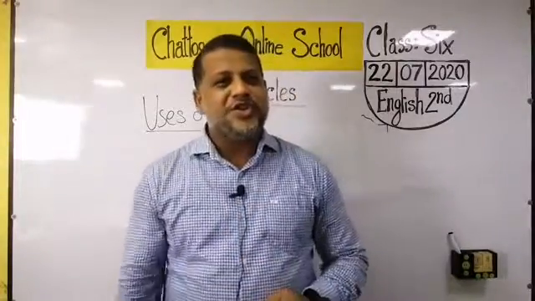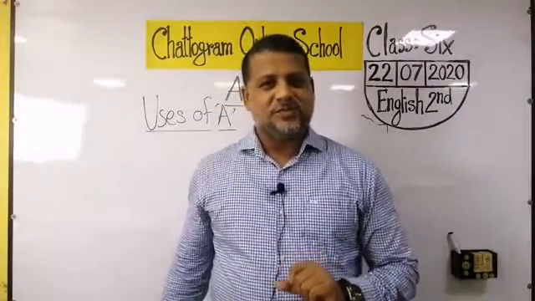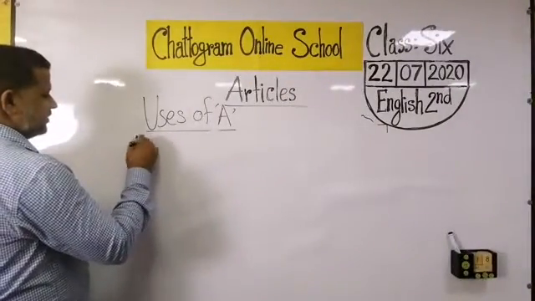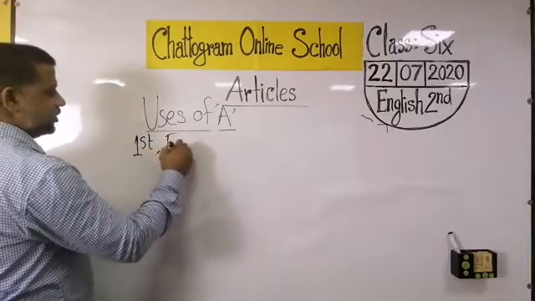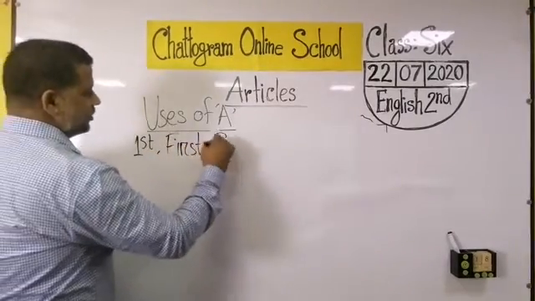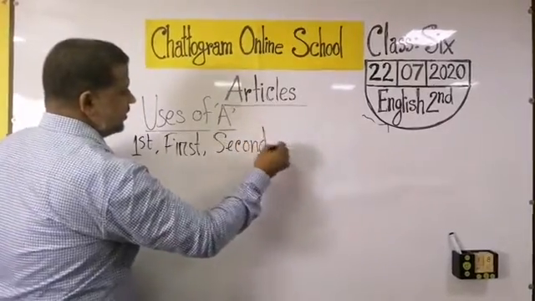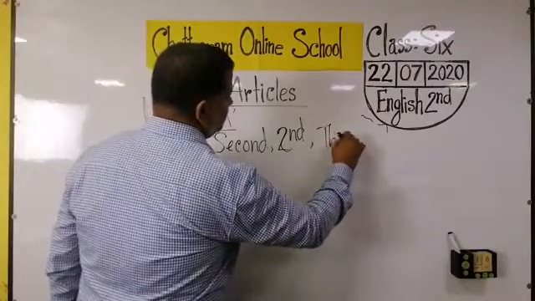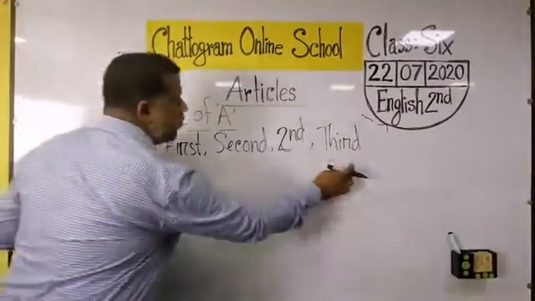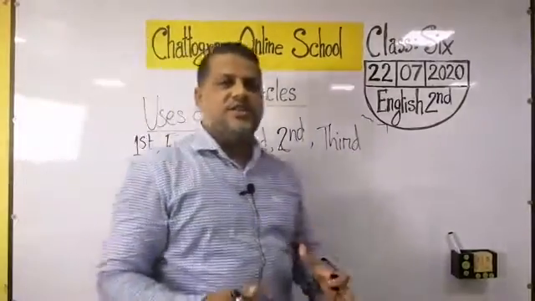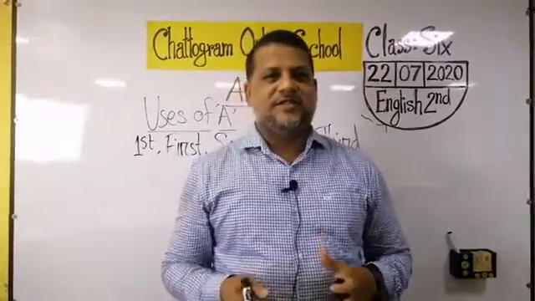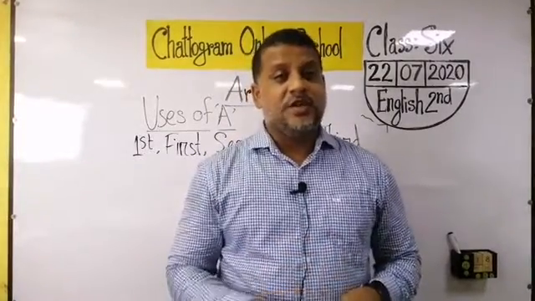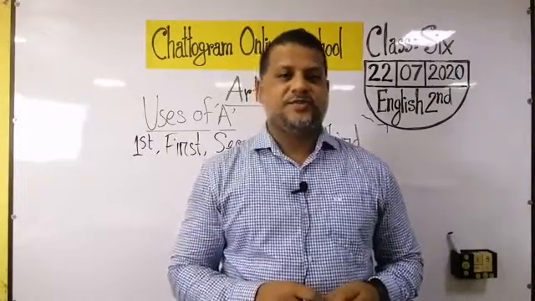Can you tell me which are ordinal numbers? I'm helping you. Look at the board. First, you can write it as 1st also. Second, you can write it like 2nd also in short form. Third. All these kinds of words are ordinal numbers. First, second, third, fourth, fifth, sixth, 10th, 50th, 60th, 100th. You have learned this kind of words which are called ordinal numbers.